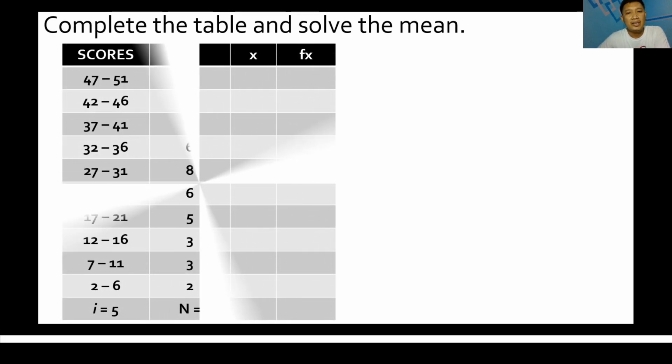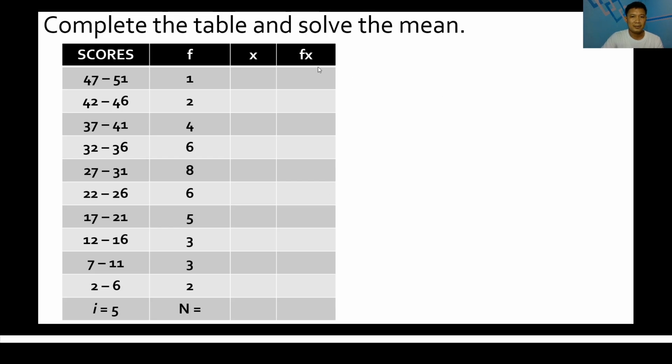Complete the table and then solve for the mean. Now, the first thing we're going to do is to determine the class mark of each class interval. Again, let me just remind you that to determine the midpoint, all you have to do is add the lower and the upper limit, divided by 2.